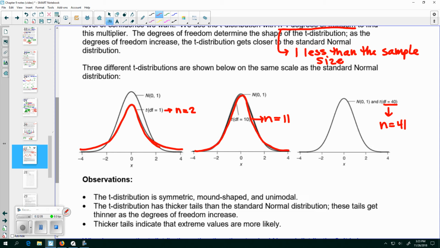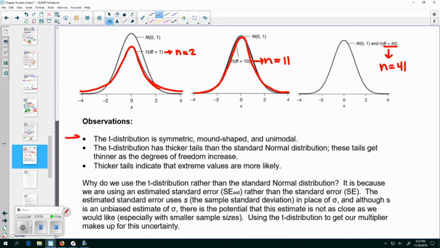So some observations about this T distribution. 1, the T distribution is symmetric, mound-shaped, unimodal, the same characteristics as a normal distribution. 2, the T distribution, though, here's the difference, has thicker tails than the standard normal distribution. And these tails get thinner as the degrees of freedom increase. So remember, degrees of freedom increase means sample size increases.